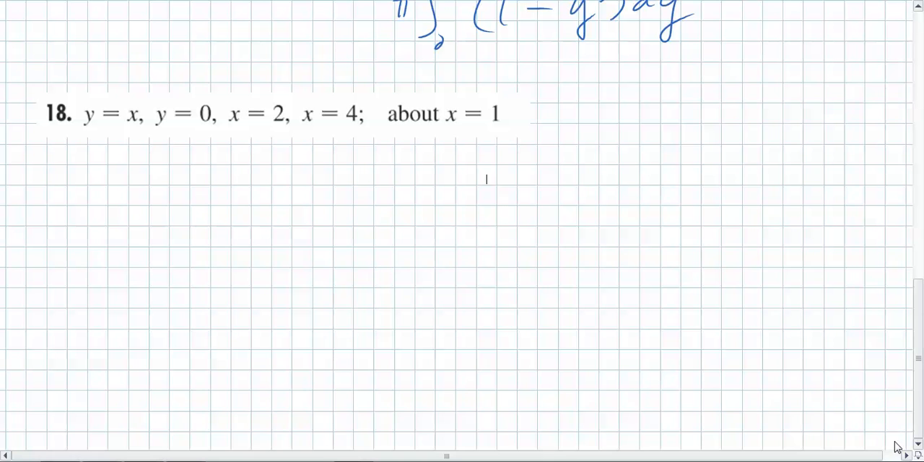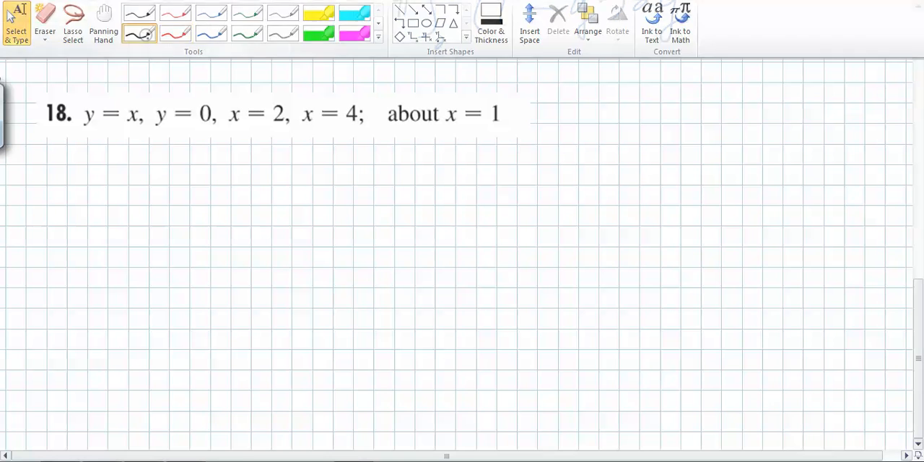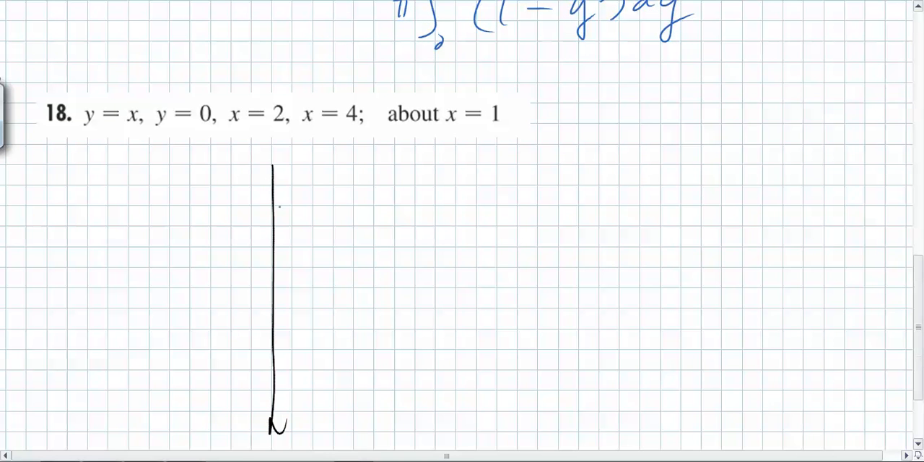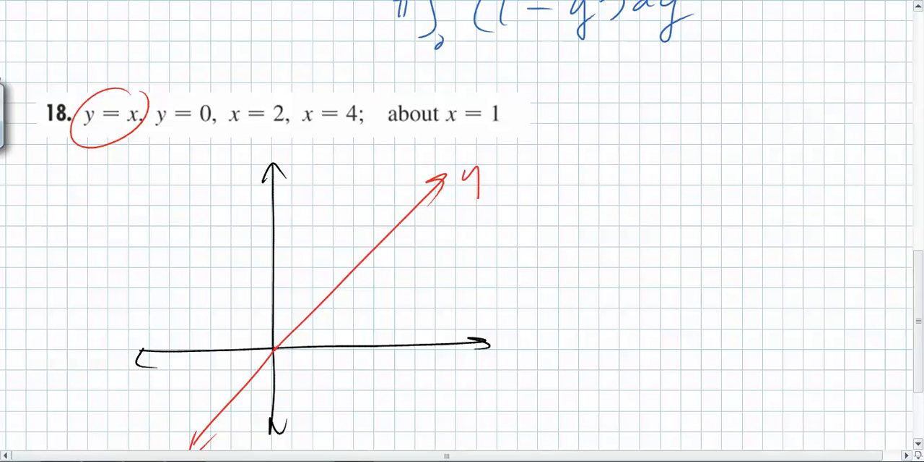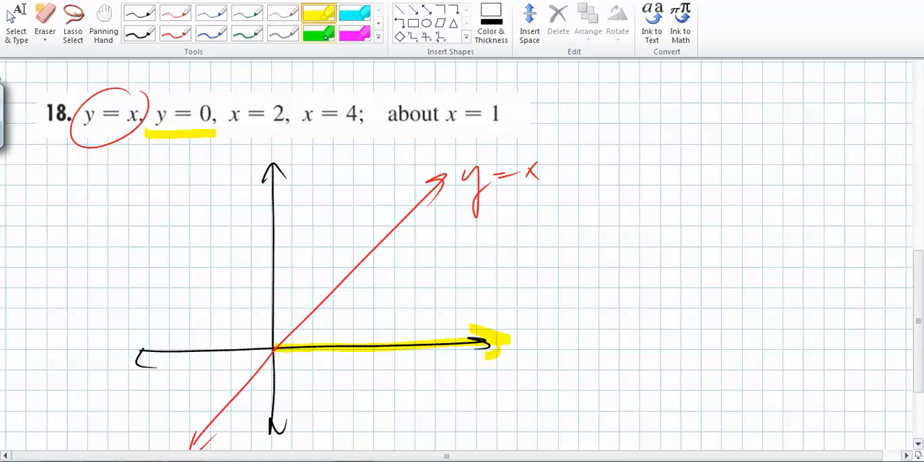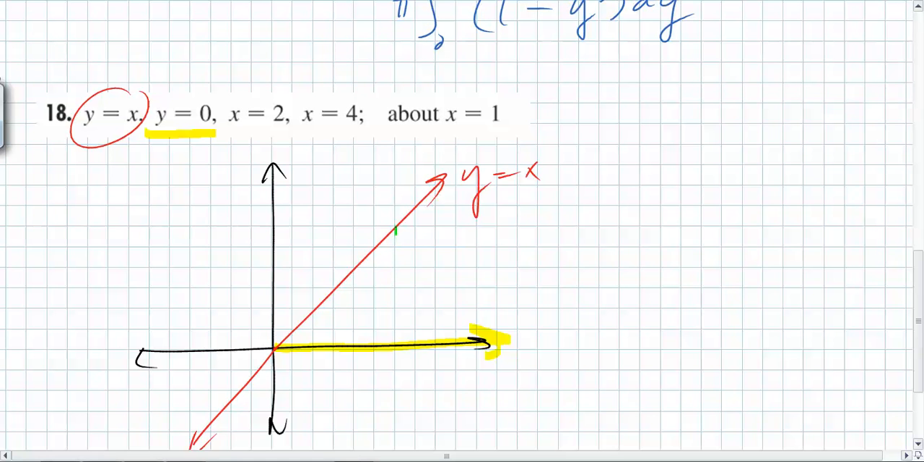Good. So you're rotating, it's going to be a similar rotation, but it's moved over a little bit. So first of all, you have y equals x. Does that go through the origin? It does. So we have y equals x right here, going off like there. And then you have y equals 0. So you have y equals 0 right here. And you have x equals 2. So let's just say that's, I don't know, right here.